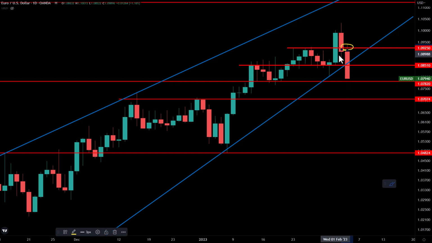So this is something that I warned members about in Discord on Thursday, and it played out really well for anyone who took that short, although it was a little bit iffy just because we do have so many support levels on the way down, including this one down here around 107.80 and also these previous range highs around 107.